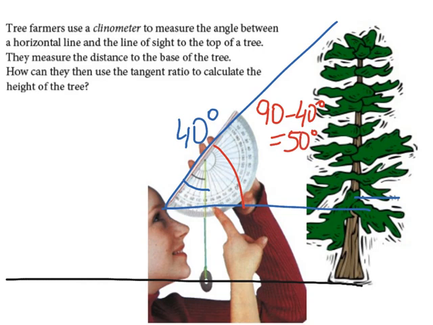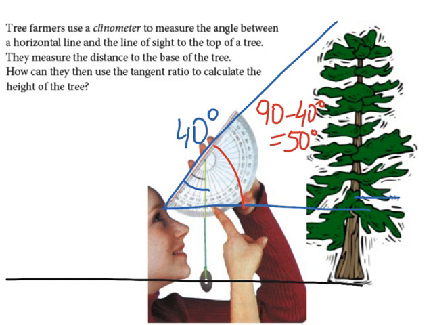It's very important that you know this. It is really 50 degrees, 90 minus 40, or the complement of this angle. So whenever you're using a clinometer, the angle that you're seeing is actually the difference between 90 and the angle that you're seeing.